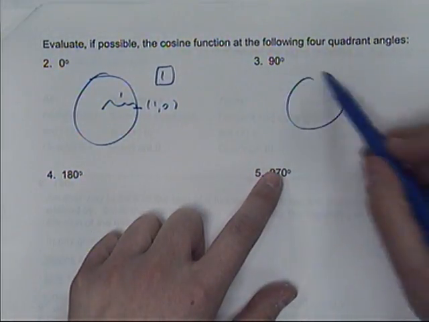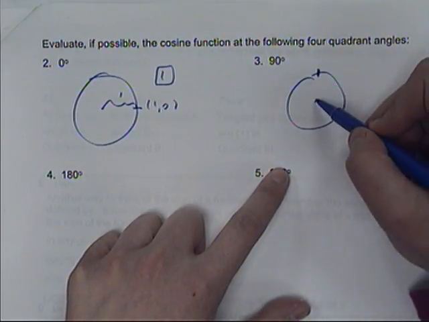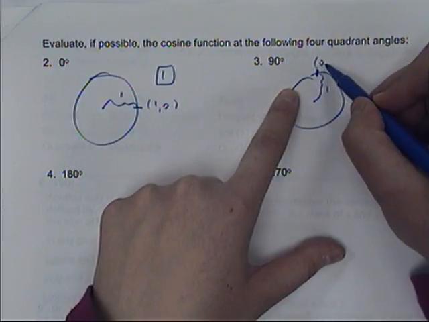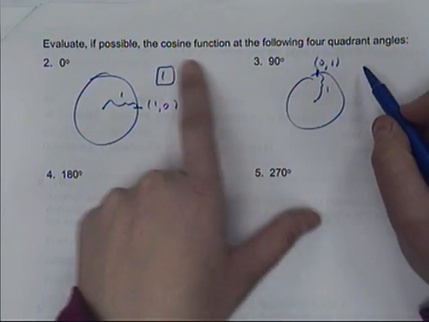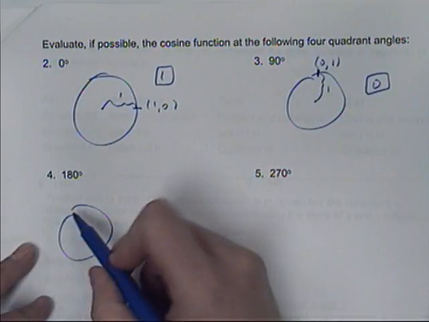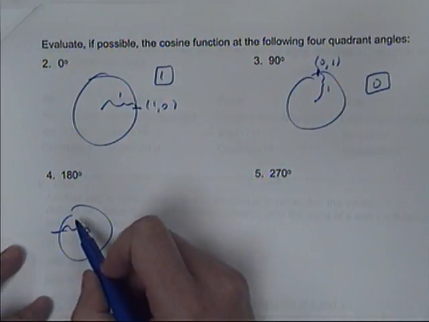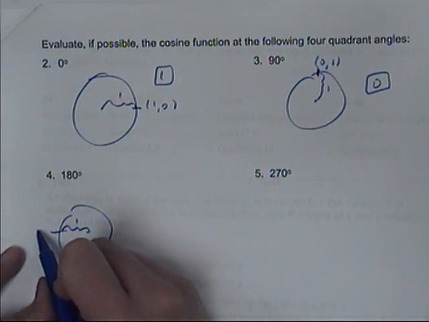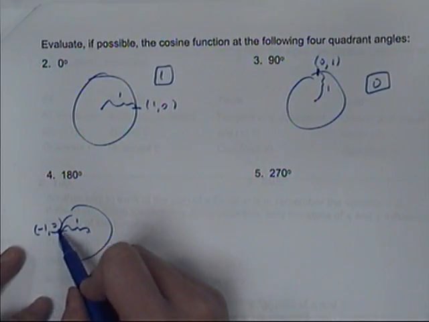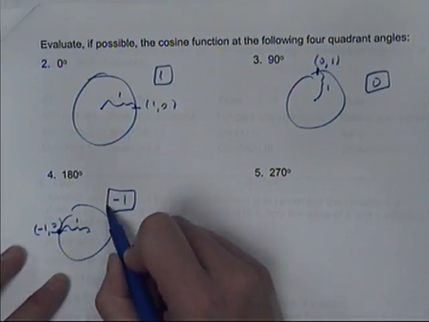At 90 degrees on a unit circle, you're right here. So again, radius being 1, this position here is x value 0, y value 1. Cosine is your x value, so that's 0. 180 degrees is over here. Again, on a unit circle, we're assuming that would be 1. So the x value would be -1 and y value is 0 at this point right there. So since cosine is x, our answer here is -1.